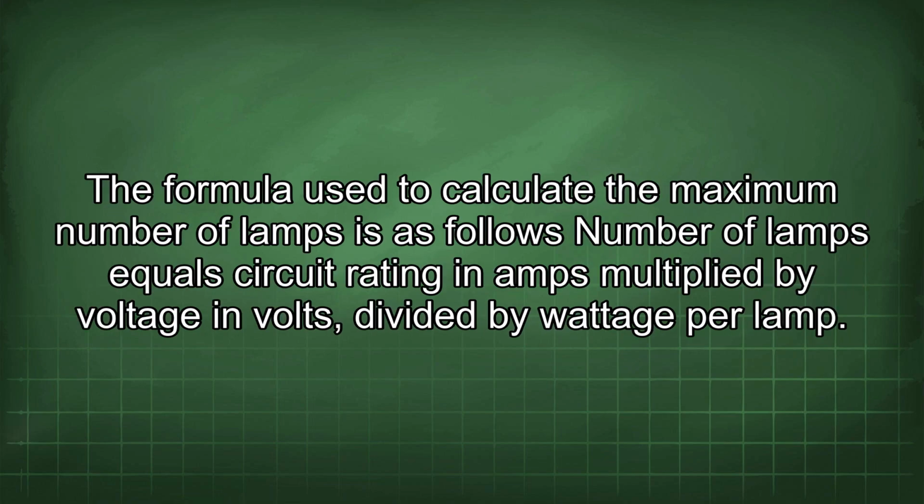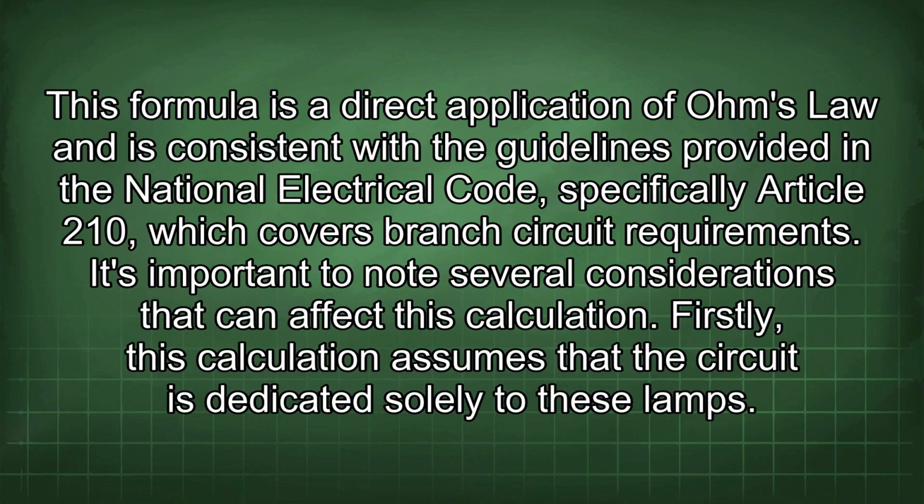The formula used to calculate the maximum number of lamps is as follows: number of lamps equals circuit rating in amps multiplied by voltage in volts, divided by wattage per lamp. This formula is a direct application of Ohm's law and is consistent with the guidelines provided in the National Electrical Code, specifically Article 210, which covers branch circuit requirements. It is important to note several considerations that can affect this calculation.